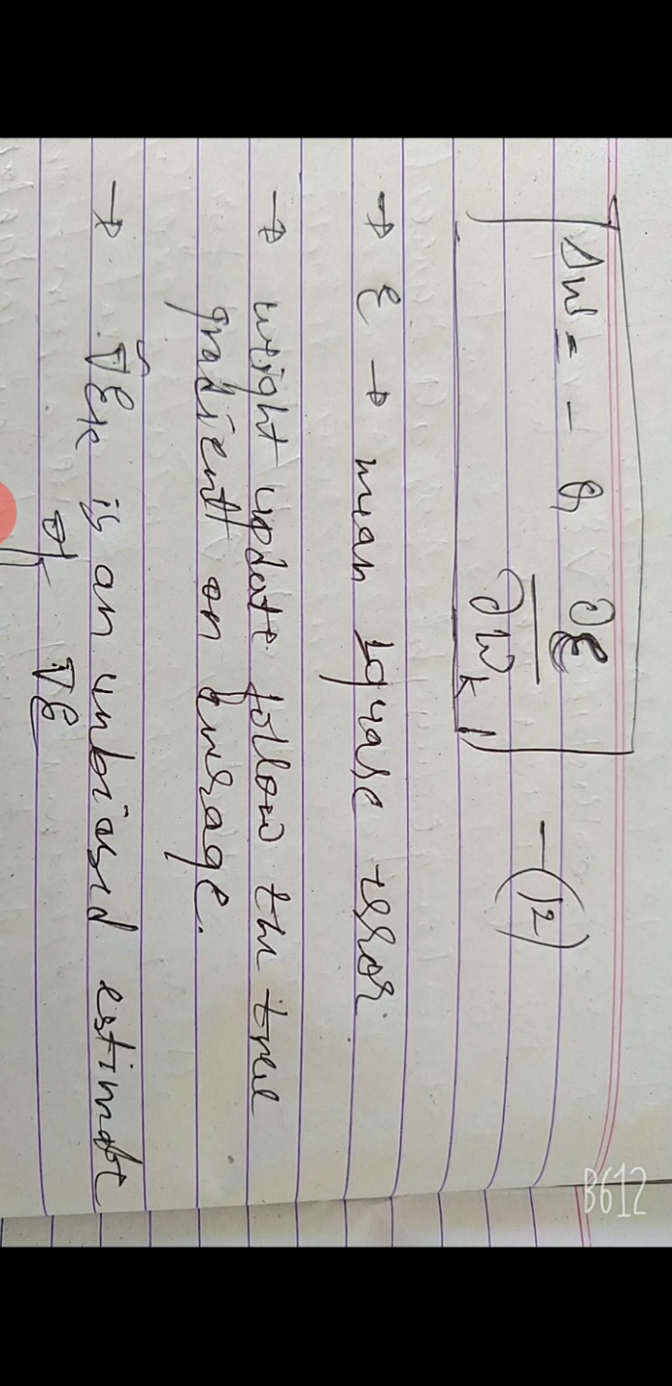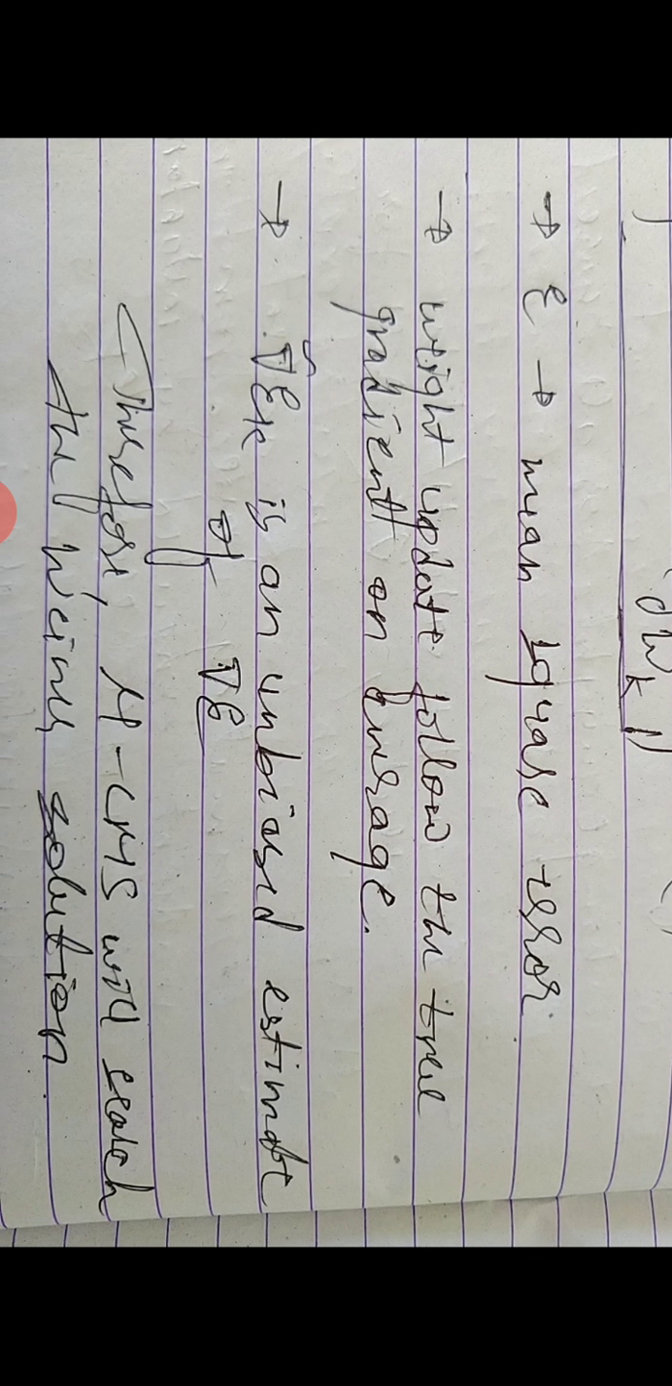Now, that means your weight updation always follows the true gradient provided you take the average of your whole output. That means your del epsilon of k tilde is an unbiased estimate of del of E. Therefore, we say that your mu LMS will search the Wiener solution for any given outputs. That is, since your del epsilon k is an unbiased estimate of del of E, we can expect your mu LMS will search the Wiener solution. Okay, I hope friends this is clear.